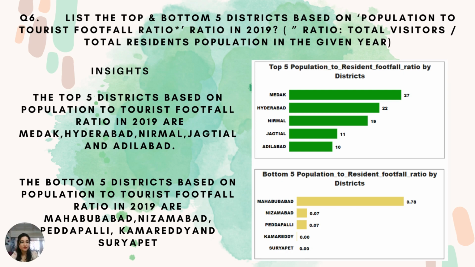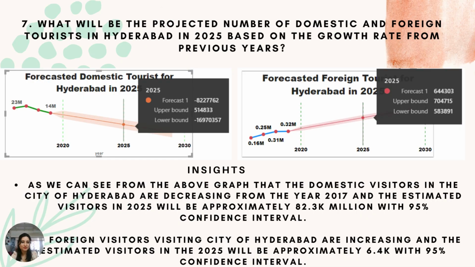So, the insights we have from this: the top five districts based on the population to tourist footfall ratio in 2019 are Medak, Hyderabad, Nirmal, Jagtial, and Adilabad. And the bottom five districts are Mahbubabad, Nizamabad, Peddapalli, Kamareddy, and Suryapet.